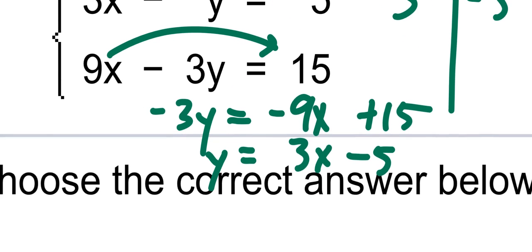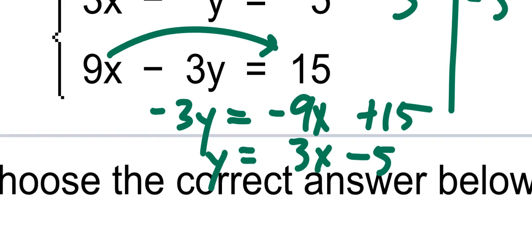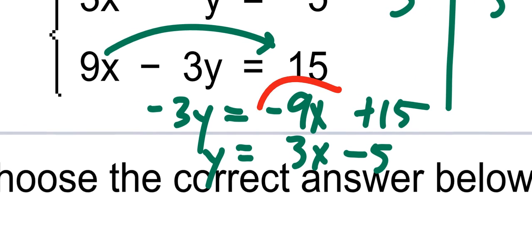All right, tell me what I did first with that 9x. You subtract it to the other side, right? And if you subtract it to the other side, it becomes negative 9x. So what did I do to go from here to here?